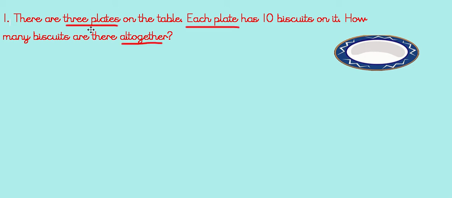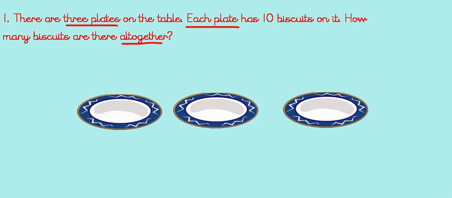Okay, so we've got 3 plates here, which is the same as 3 groups, isn't it? Each plate has 10 biscuits, or each group has 10 biscuits in it. So this is the language of multiplication, isn't it? Groups, in each group. And then we want to find out what we've got all together. So we're going to be doing some multiplication. Now we've got 2 choices, children, about which method we could use. We could draw it out to help us.